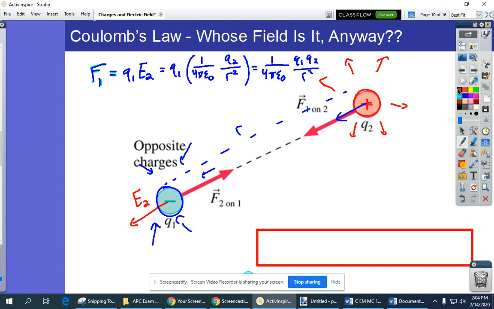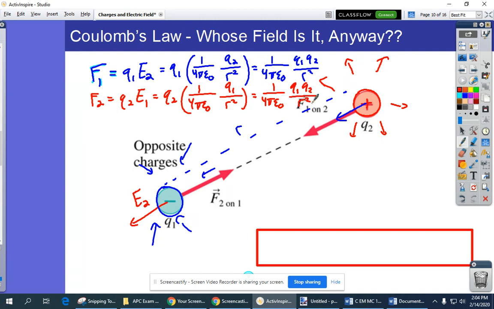Well, that's easy enough. I know that the force that Q2 is going to feel is going to be Q2 times the electric field from 1. So that's Q2 times, let's see, 1 over 4 pi epsilon naught. Well, the electric field from Q1, I happen to know, is just going to be Q1 over r squared. So I get a totally different answer of 1 over 4 pi epsilon naught Q1 Q2 over r squared. Oh, they're the same. They're the same.